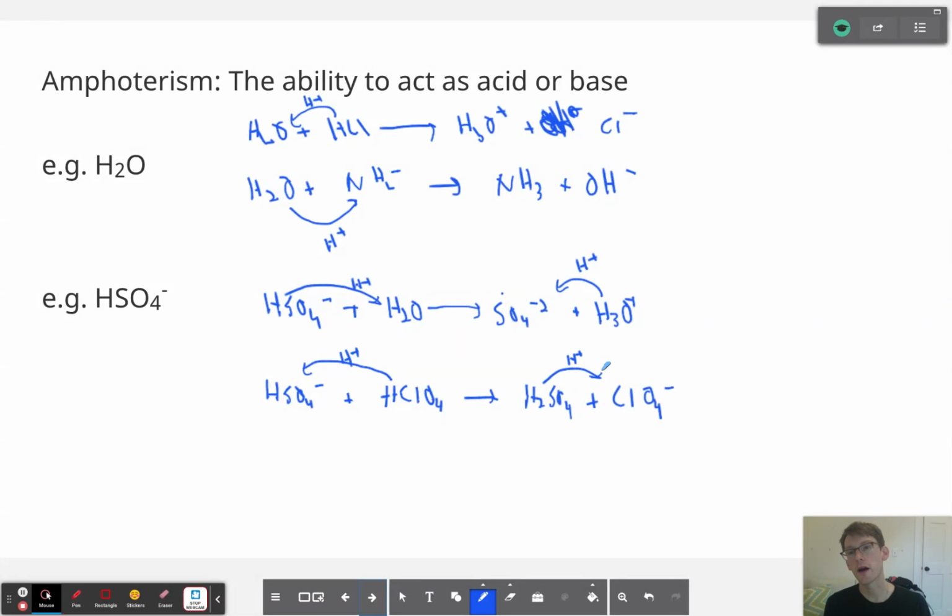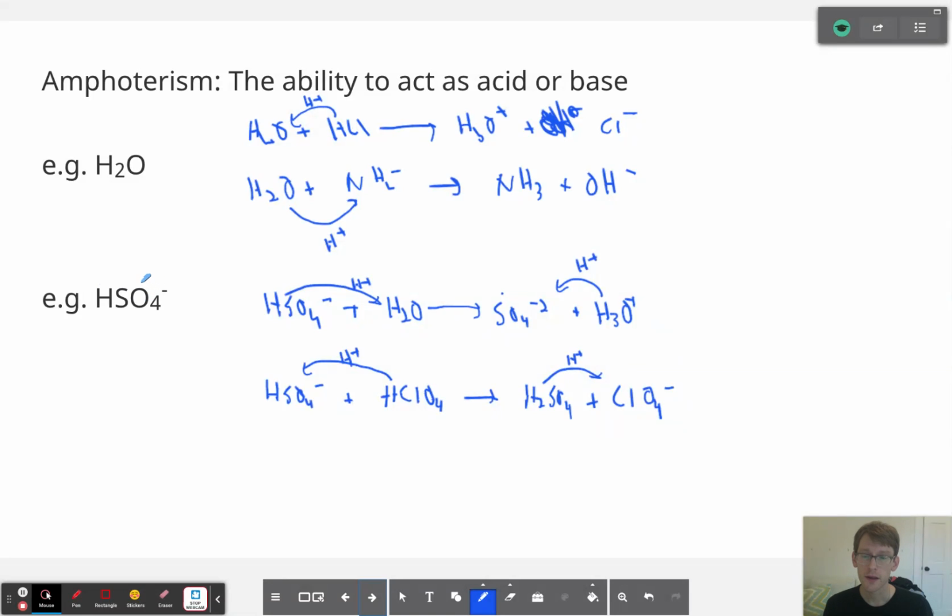But I just want to point out that amphoterism is a thing, that a lot of substances can act as both acids and bases. And really, it just depends on the context. Water is very amphoteric in the sense that it can act as an acid when exposed to a lot of bases, and it can act as a base when exposed to a lot of acids.